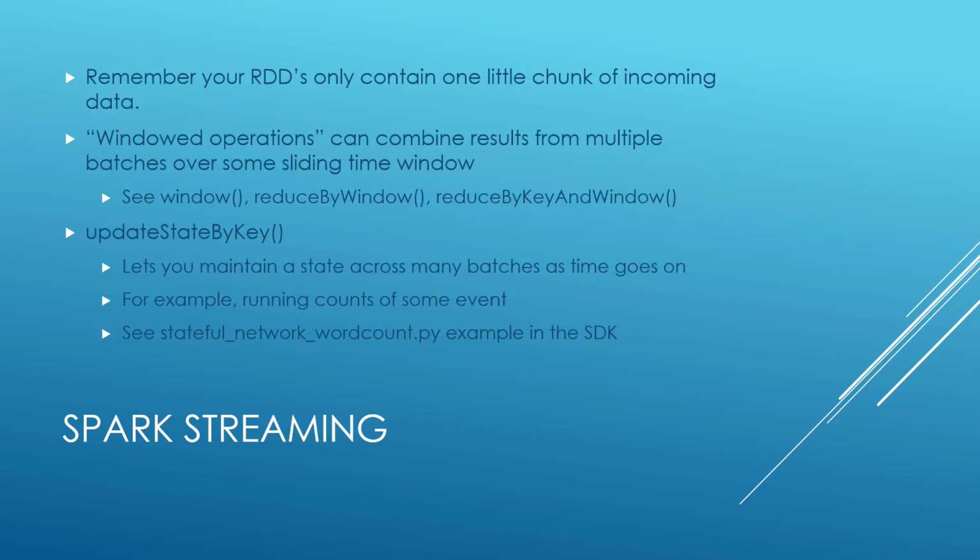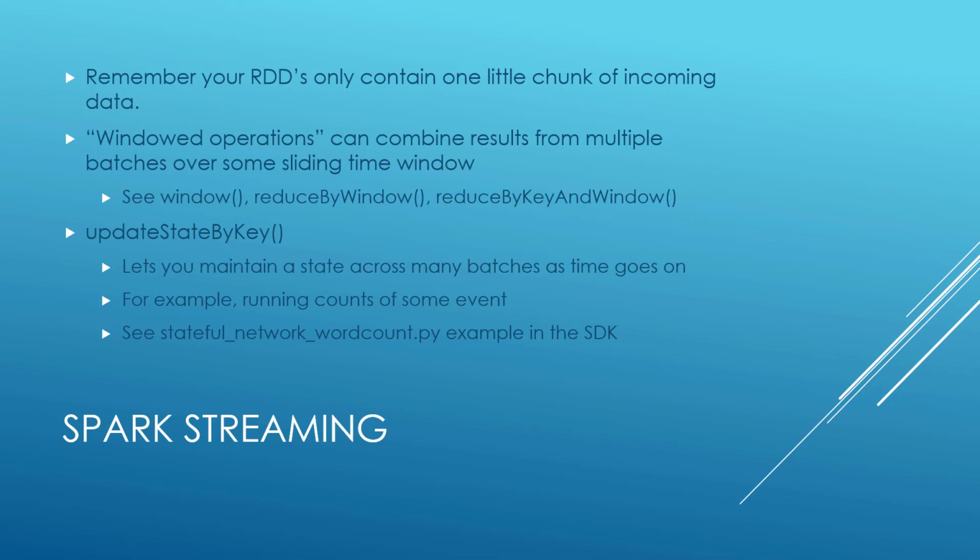Now remember, your RDDs with a DStream only contain that one little chunk of incoming data. Now, there are ways to aggregate data across multiple RDDs, multiple chunks, and actually keep track of things over time. We have something called windowed operations, where you can combine results from multiple batches over some sliding time window. There are functions like window and reduceByKeyAndWindow that you could use to do that word count example over a sliding window, say the past hour's worth of data or the past day's worth of data, whatever window of time you want. So you can do that pretty easily with DStreams.